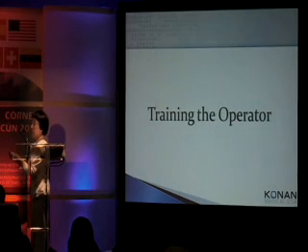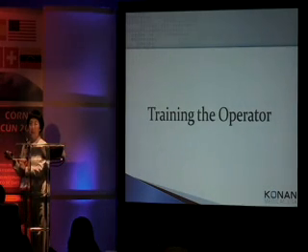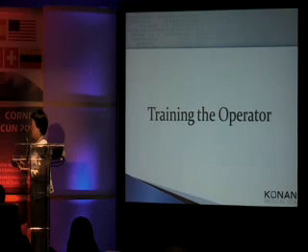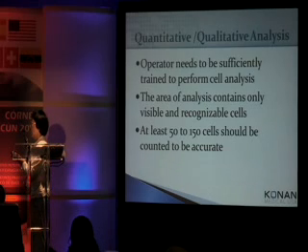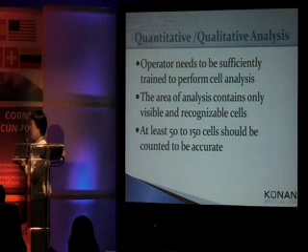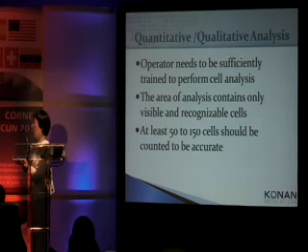Now, no matter how accurate the method is, if the operator is not performing correctly, then the result cannot be reliable. So, the operator needs to be sufficiently trained to perform cell analysis. Then also the area of analysis should contain only visible and recognizable cells. This is very important. And at least 50 to 150 cells should be counted to be accurate.